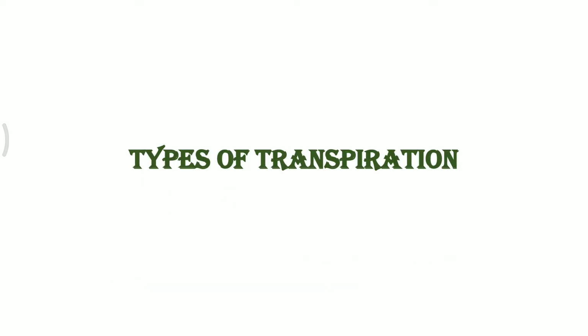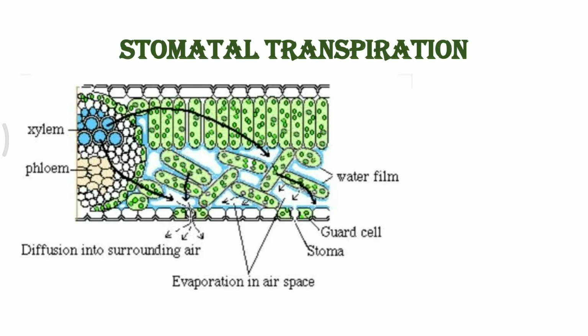Now there are various types of transpiration. The first type is the stomatal transpiration. The stomatal transpiration is the loss of water from the aerial part of the plant. We are already aware that around 80 to 90% of the water lost is with the help of this stomatal transpiration.